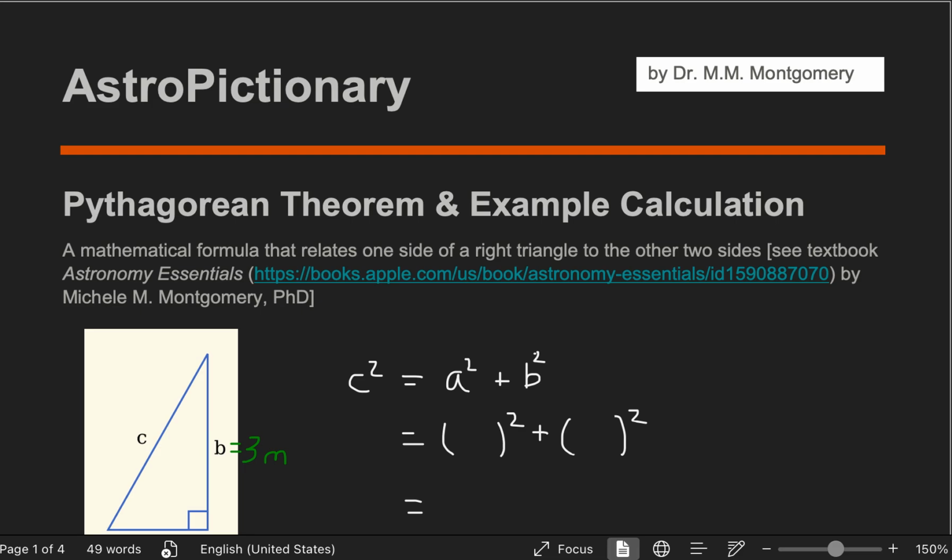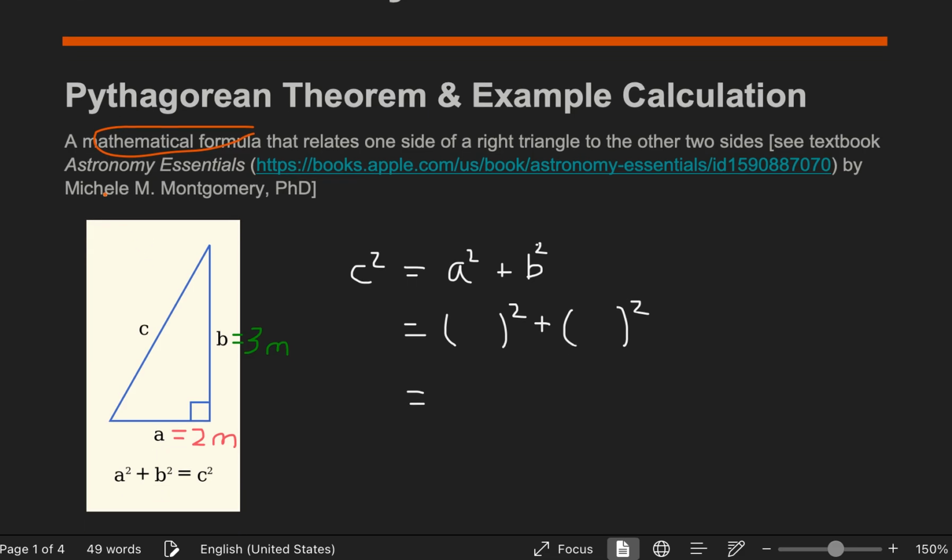Pythagorean's theorem and example calculation. Pythagorean theorem is a mathematical formula that relates one side of a right triangle to the other two sides. The formula is a squared plus b squared is equal to c squared, or similarly, c squared is equal to a squared plus b squared.